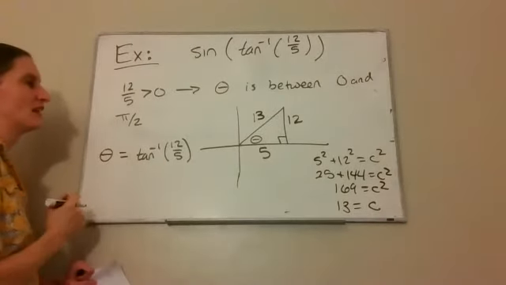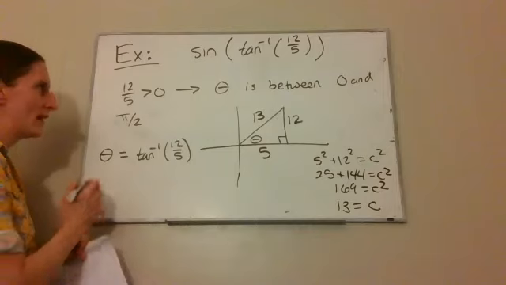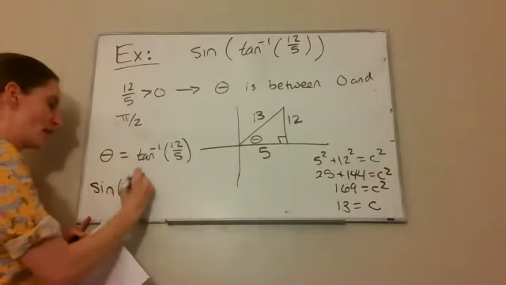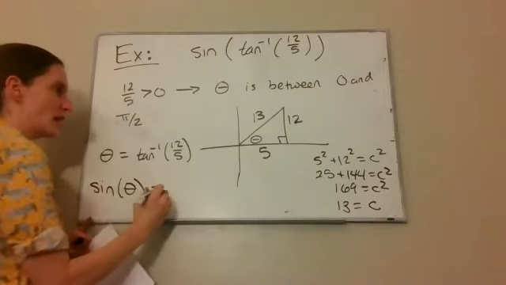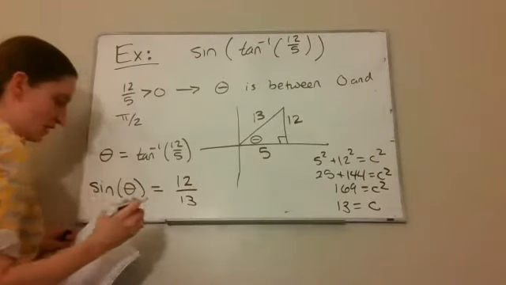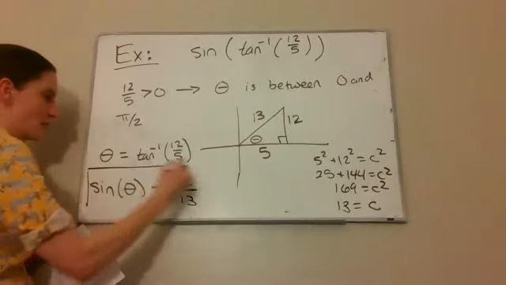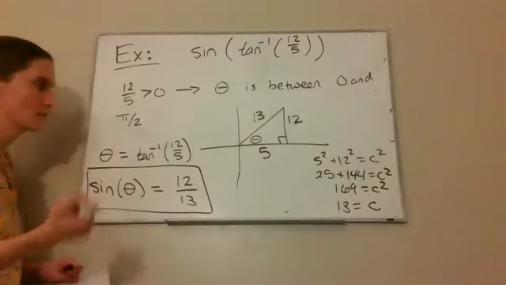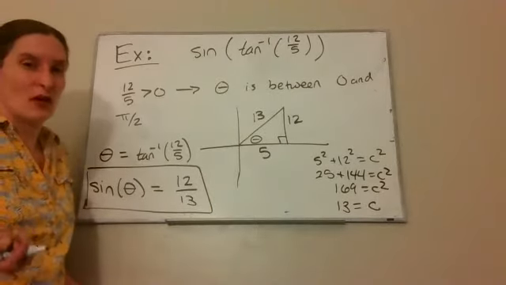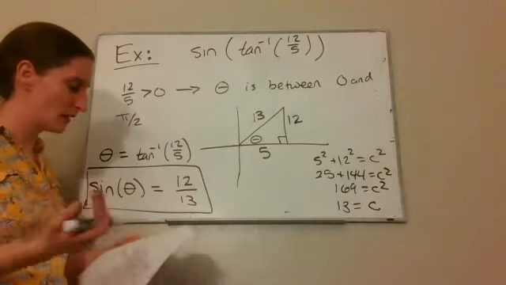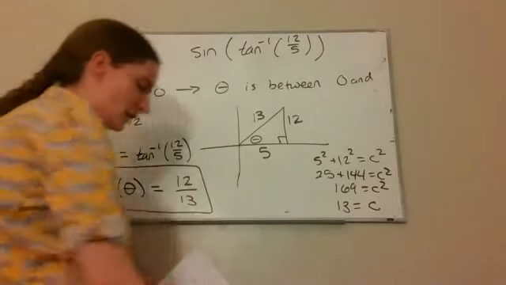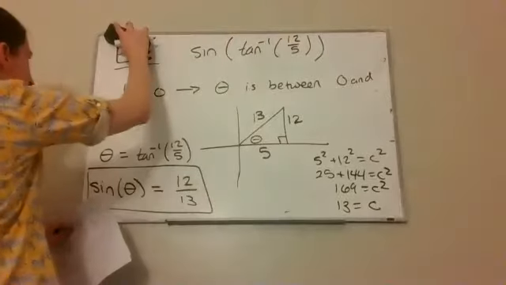So if theta is this tangent inverse of 12/5, then sine of that theta I can get using my triangle. Sine is the opposite over the hypotenuse, and I get 12/13. And that's all there is to it. So a lot of times we're going to have to draw a lot of right triangles to figure out some of these, but it's not too terrible having to do that. Let's do another one like this.